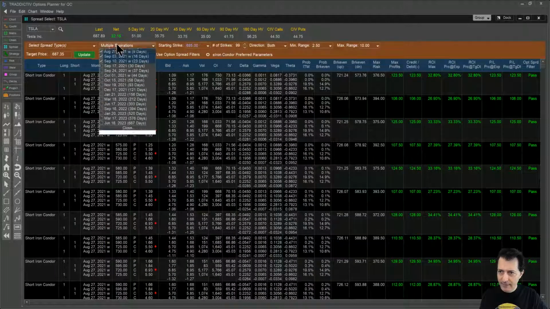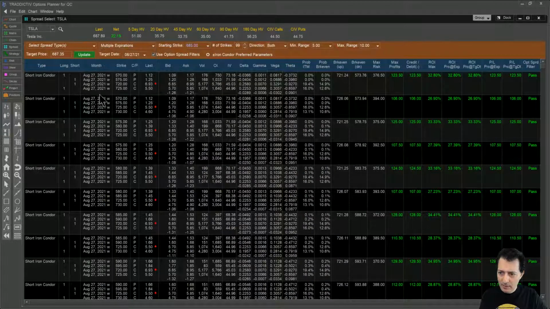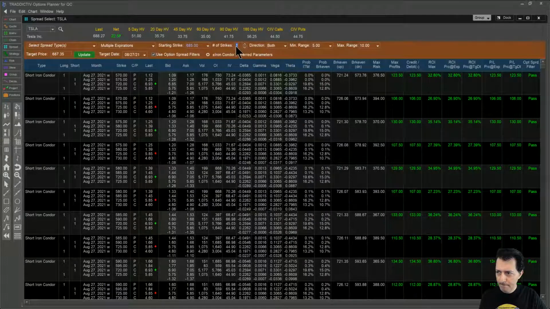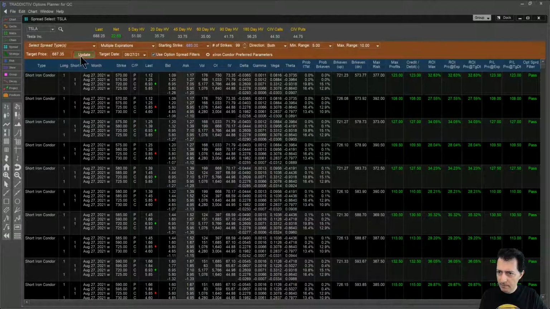So it seems that August 27 may not provide enough premium. So I'm just going to remove it, update and see if with other expiration dates it works better. Let me see. 99. Update.